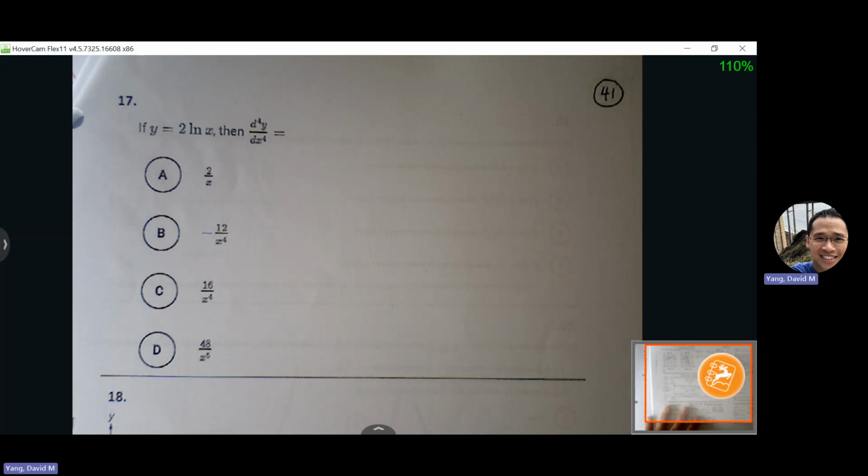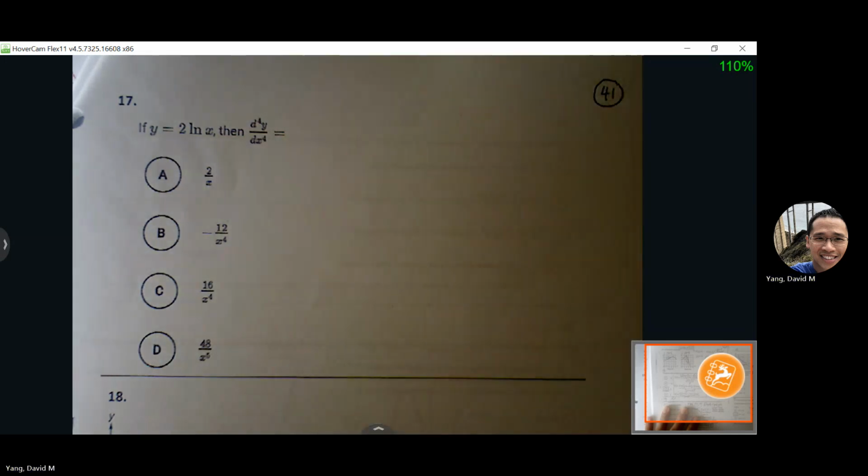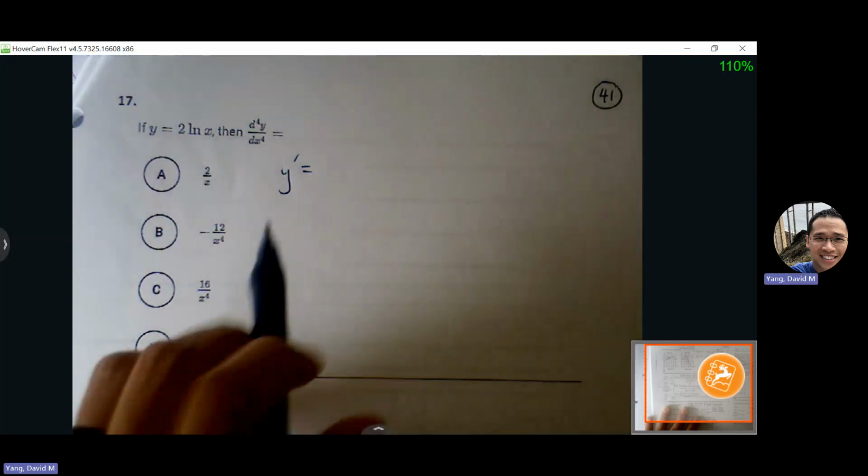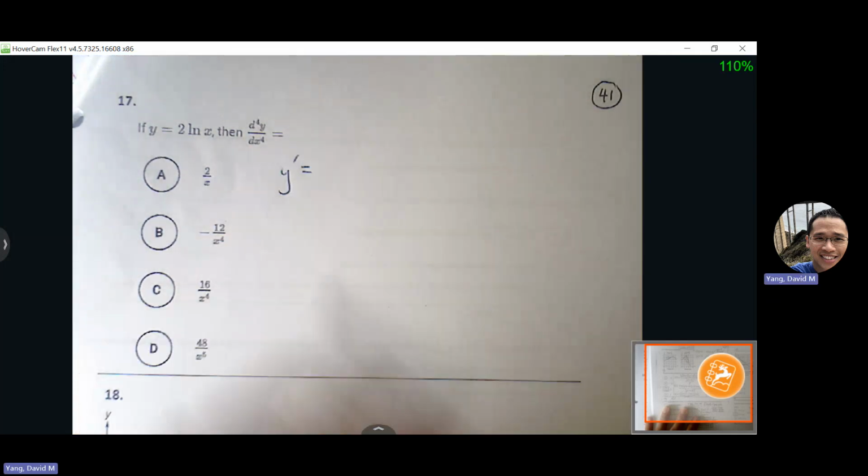Okay, so that d2y over dx2, that's the notation for second derivative. So we'll find y prime, and then after that, we'll probably get to y double prime. Oh, sorry, d4y over dx4. That's the fourth derivative.